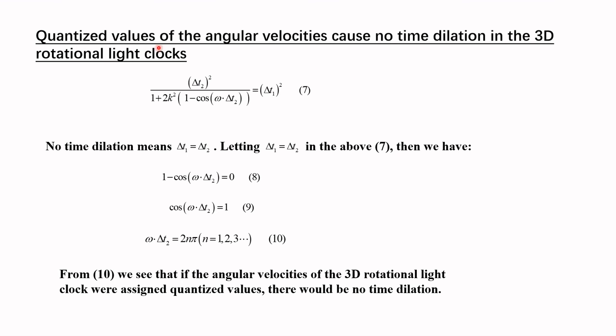Here we show that quantized values of the angular velocity cause no time dilation in the three-dimensional rotational light clocks. From formula 7, we can see that if there is no time dilation, it means delta T1 equals delta T2. Letting delta T1 equal delta T2 in equation 7, we have 1 minus cosine omega delta T2 equals 0, and then cosine omega delta T2 equals 1, then omega delta T2 equals 2n pi, where n is a positive integer. So from equation 10, we see that if the angular velocities were assigned quantized values, there would be no time dilation.